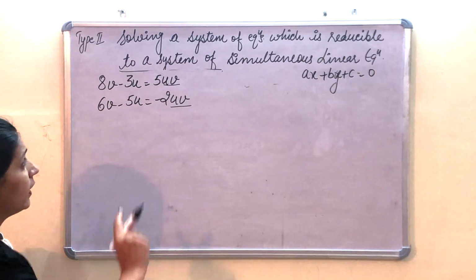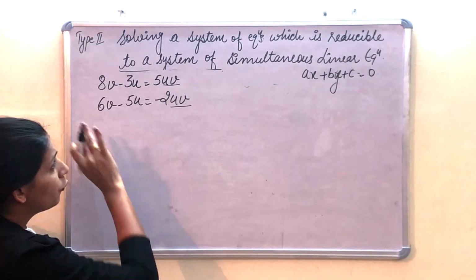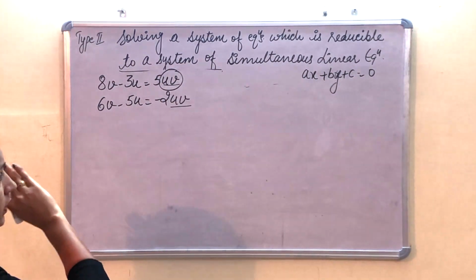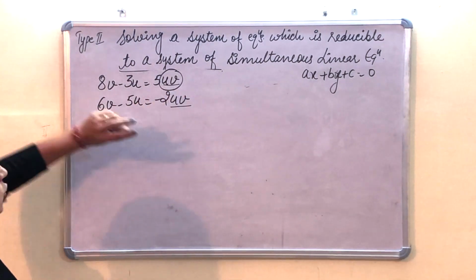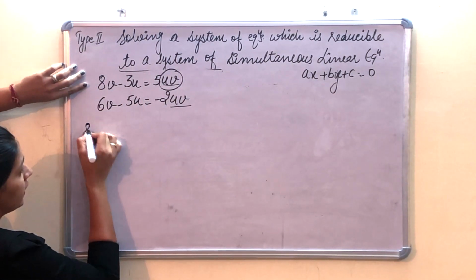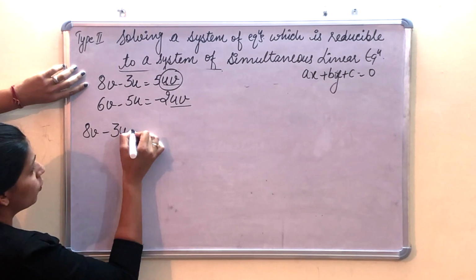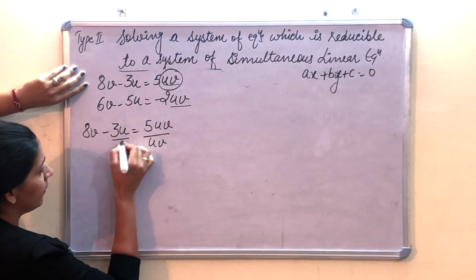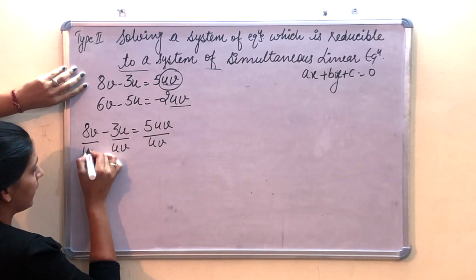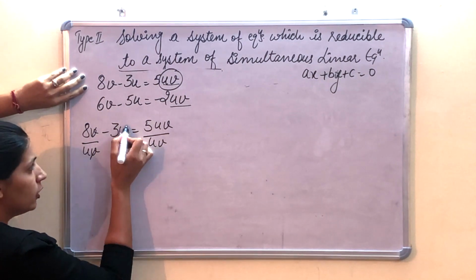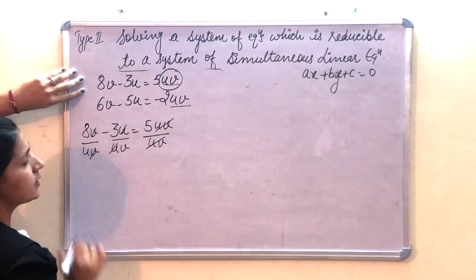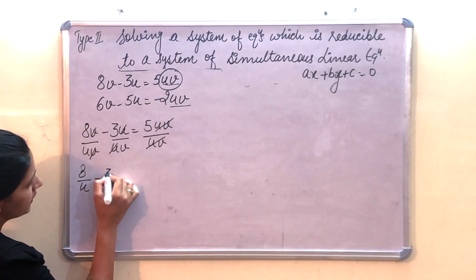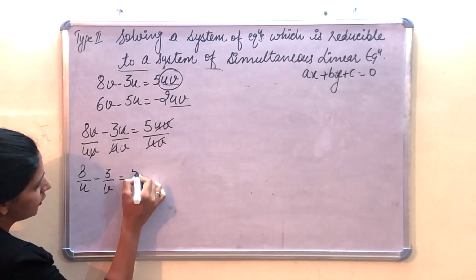So what we do here is divide the full equation by uv. So we divide both sides of the equation by uv. So what happened? The first equation is 8v minus 3u is equal to 5uv. On dividing it by uv, v cancels v, u cancels u, and uv cancels uv. So what remains here is 8 by u minus 3 by v is equal to 5.